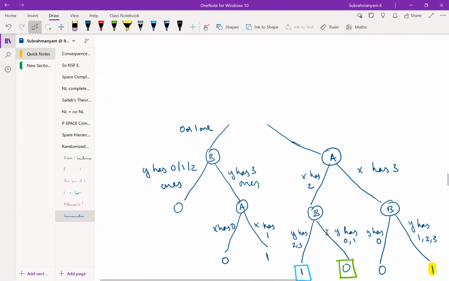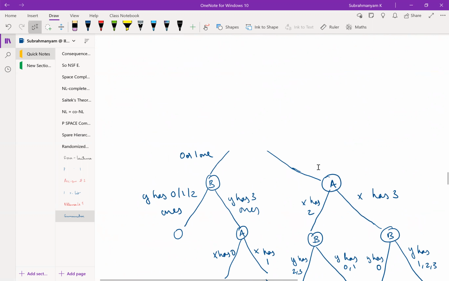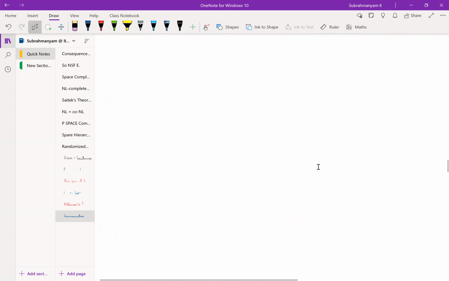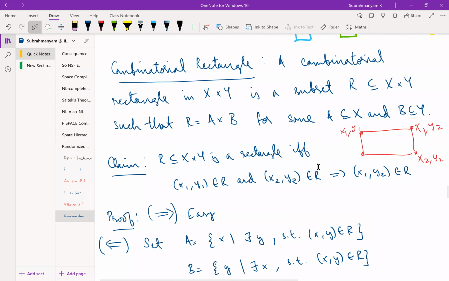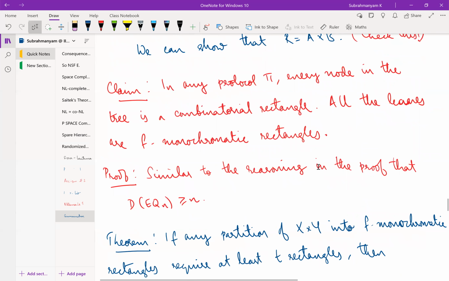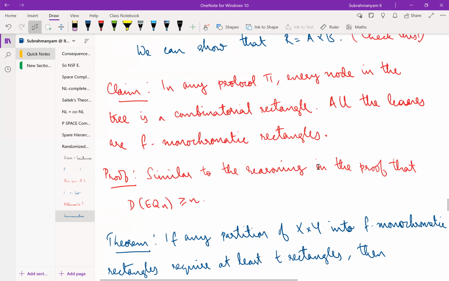Okay, so why are we talking about these combinatorial rectangles? Because they hold an important place in communication complexity. The result is that in any protocol pi, as I have already mentioned, every node in the tree is a combinatorial rectangle, and all the leaves are monochromatic rectangles.